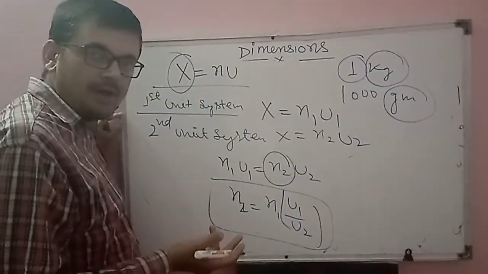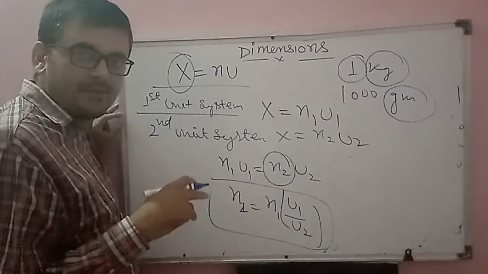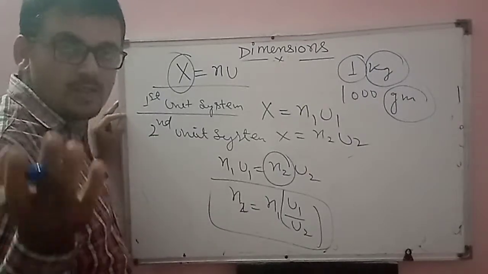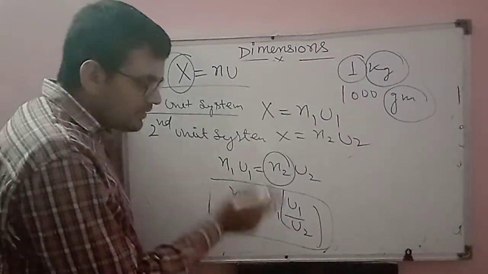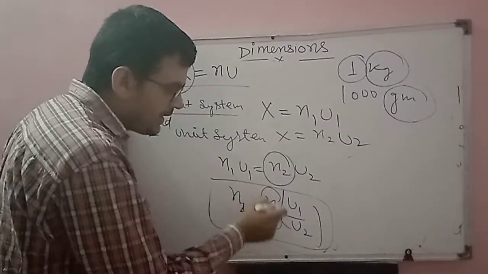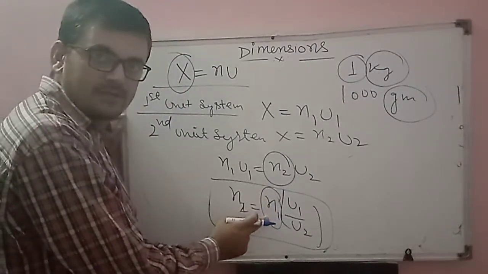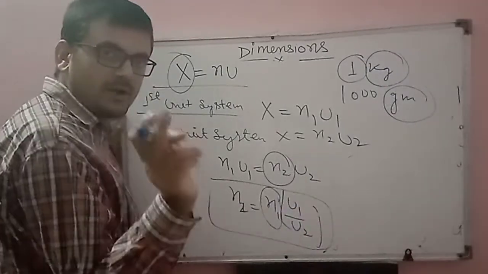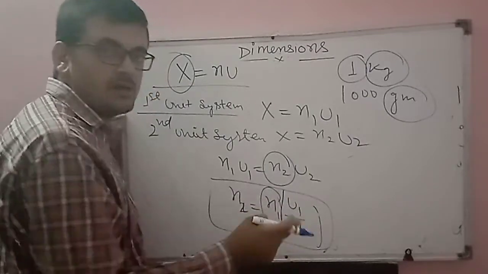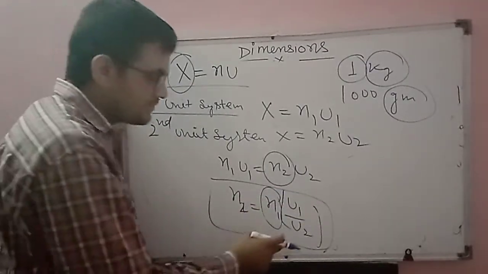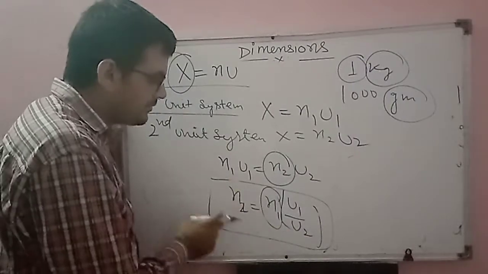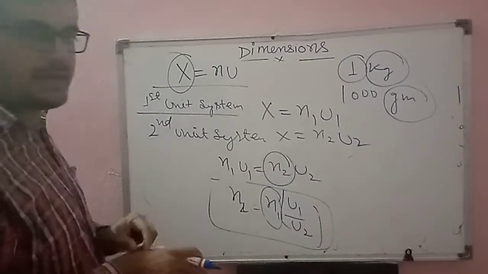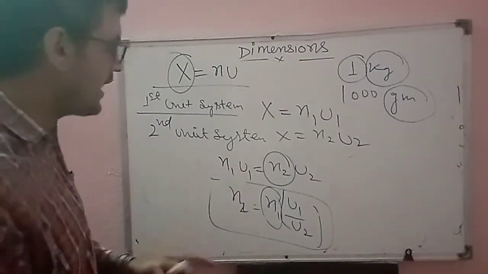To find the numerical value of any physical quantity from one unit system to another unit system, n1 is the numerical value of the physical quantity in the first unit system, u1 is the unit of the physical quantity in the first unit system, and u2 is the unit of the physical quantity in the second unit system. So when we have to find the value n2, we simply calculate this. Students, in many books this formula is written like this.